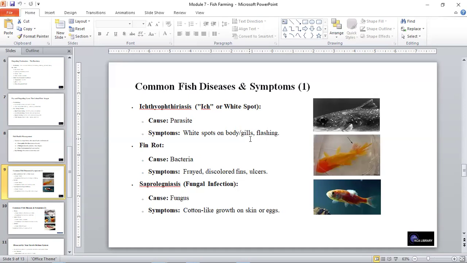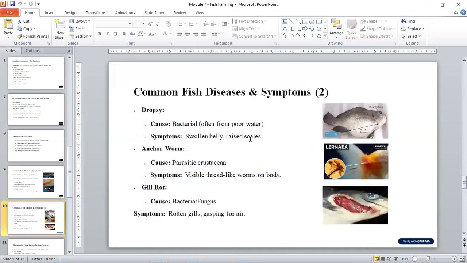So then we move to saprolegniasis, which is a fungal infection caused by fungus. The symptom is a cotton-like growth on the skin or eggs of fish. Another form of disease is dropsy. Dropsy is caused by bacteria, and it is often from poor water, if the water is not good enough. And the symptoms are a swollen belly and raised scales of the fish.